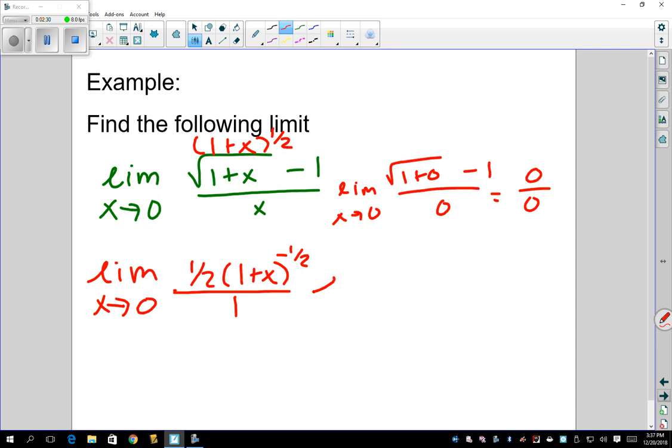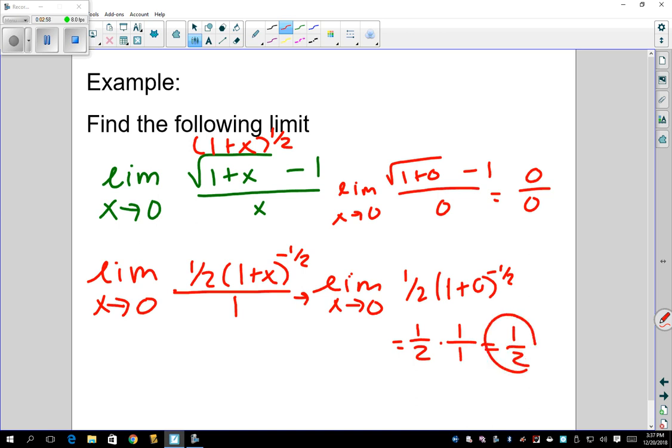So when I plug in 0 here, I get 1/2 times 1 plus 0 to the negative 1/2, which looks like 1 over 1. So this ends up just being 1/2. This is how we see L'Hopital's rule come into place. I evaluate it, I get an indeterminate form. When I take the derivative, I get an actual number. And this can work. You might have to take the derivative multiple times, but it should end up working.